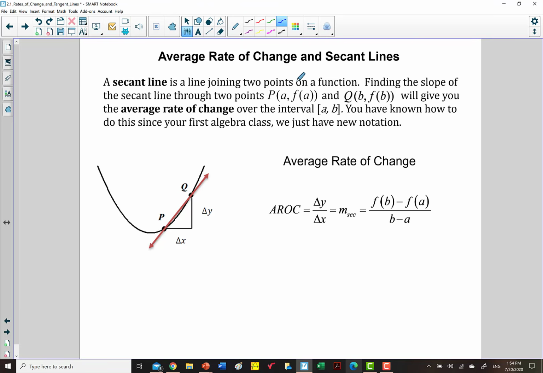You know already how to find the average rate of change. The average rate of change is the slope of the secant line. We say that that's the change in y divided by the change in x. And we've looked at stuff like that since Algebra 1, pre-algebra.